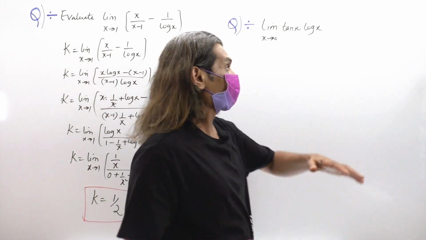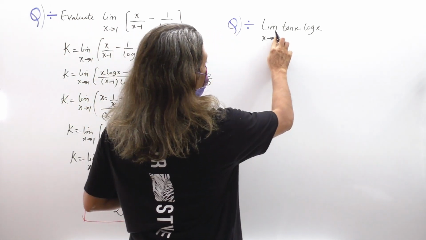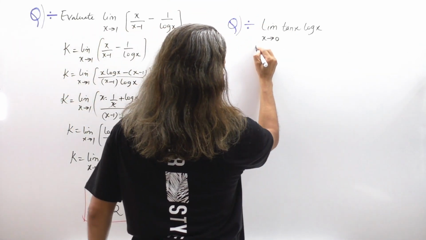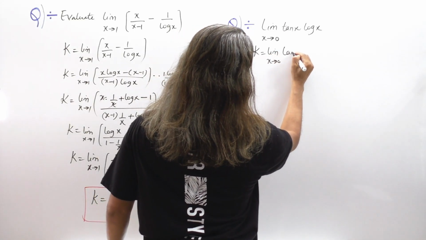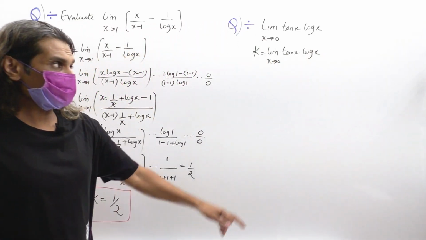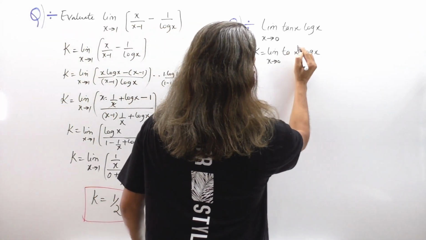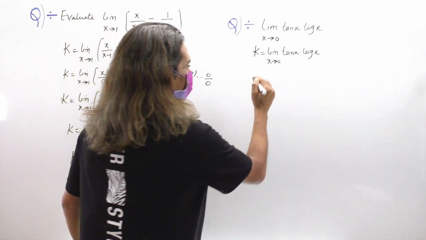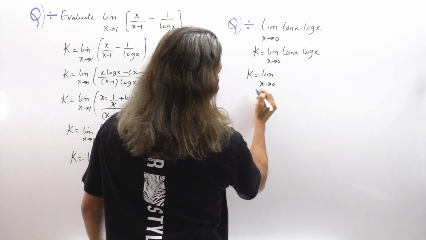The last one here is evaluate limit as x tends to 0 of tan x into log x. So again it's not a fraction. So first let's assign k is equal to limit as x tends to 0 of tan x into log x. I cannot solve it because it's not in fraction form. So let's make it a fraction. Use the basics. So how can you make this a fraction? We can rewrite this as k is equal to limit as x tending to 0 of log x.